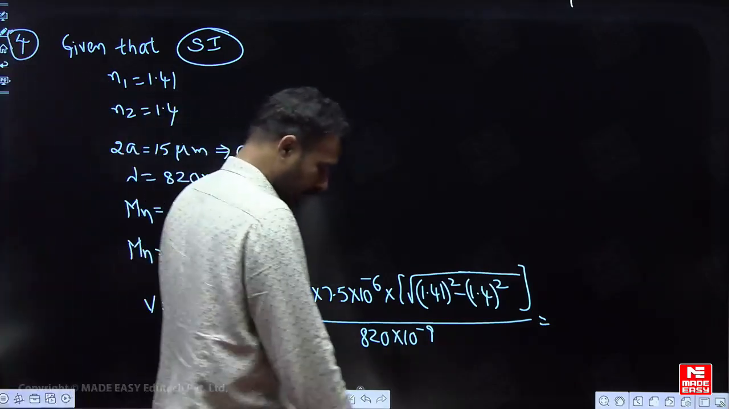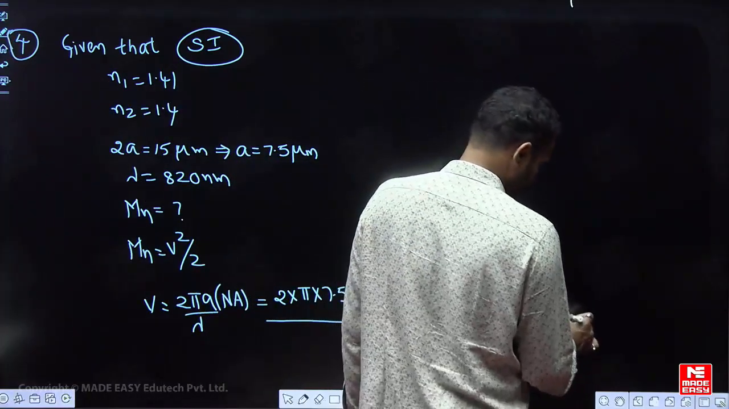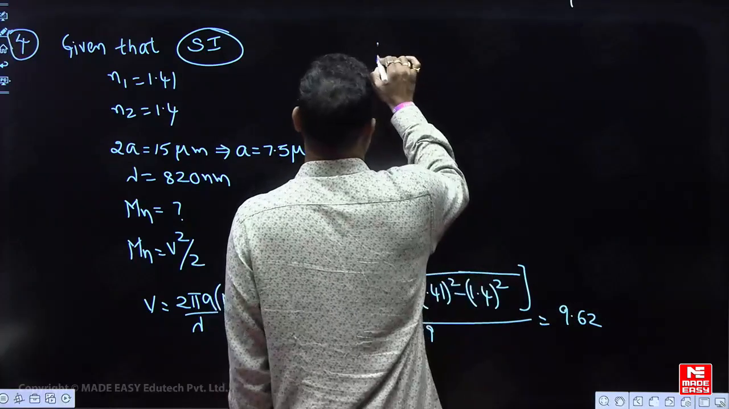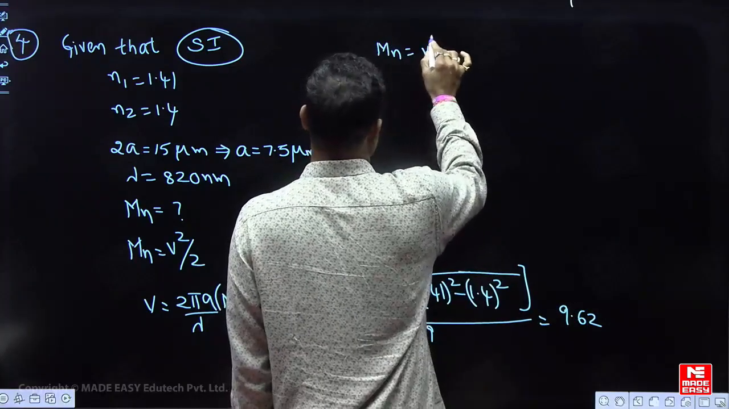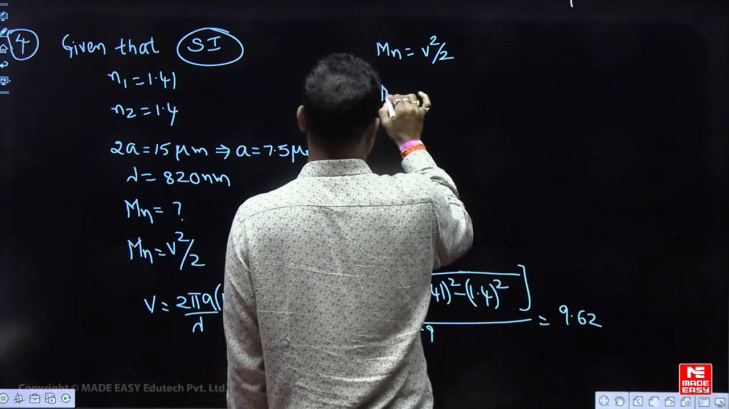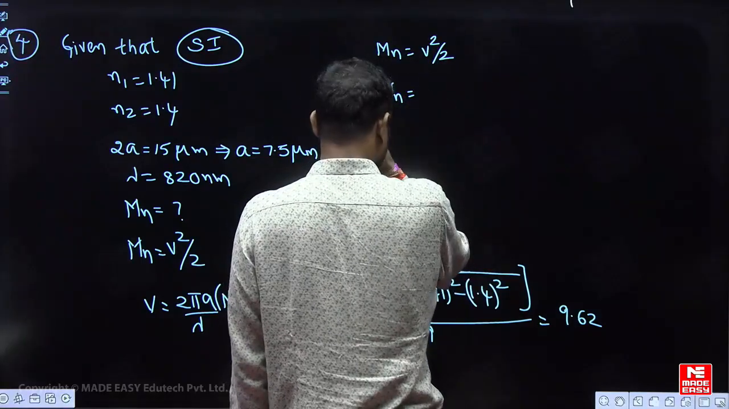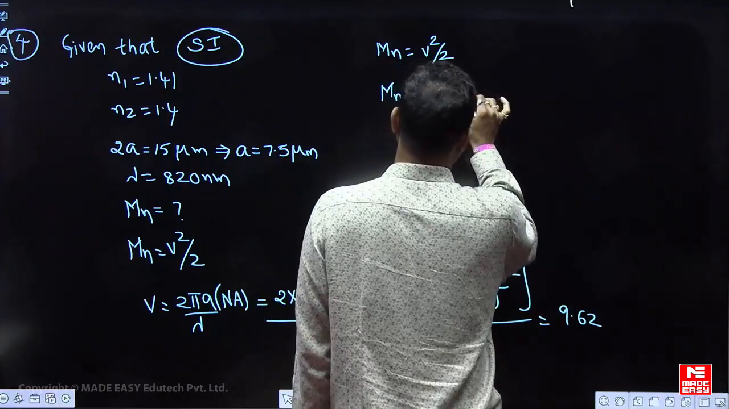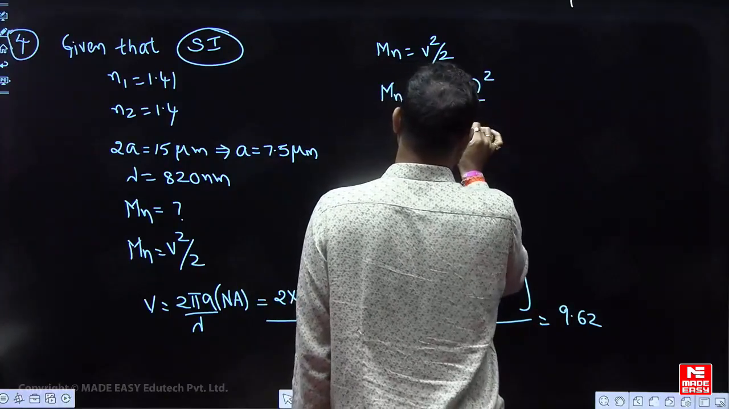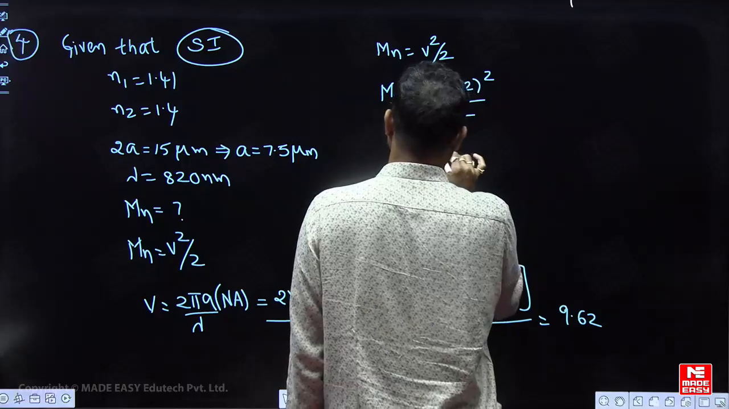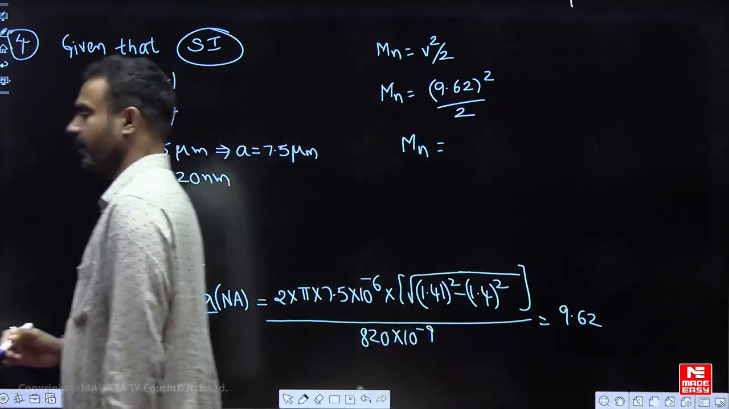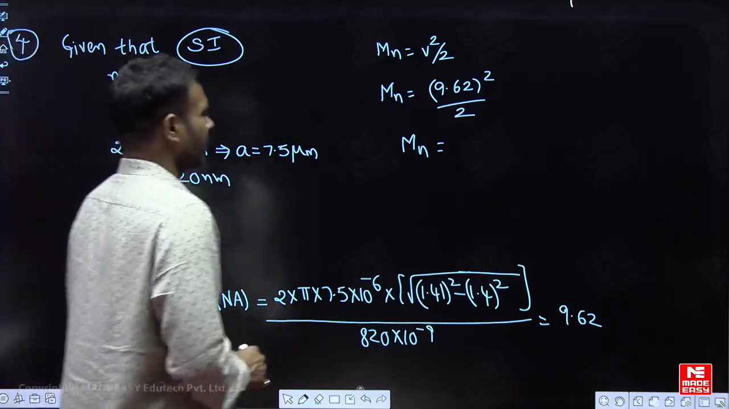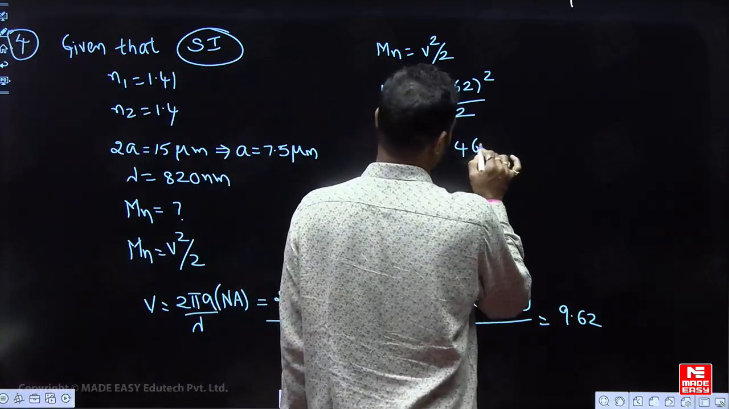So, that value is equal to 9.62. Then we can write about the Mn. Your Mn is equal to V square by 2, which means this is equal to 9.62 whole square by 2. Use the calculator and tell the value you are getting. We are getting approximately 46.3. So, Mn is equal to 46.3.